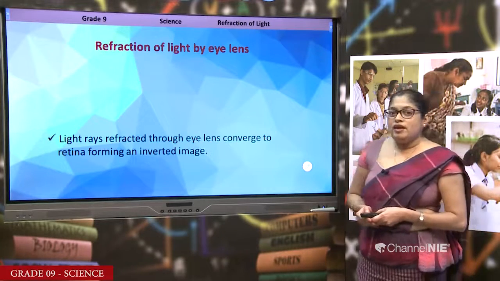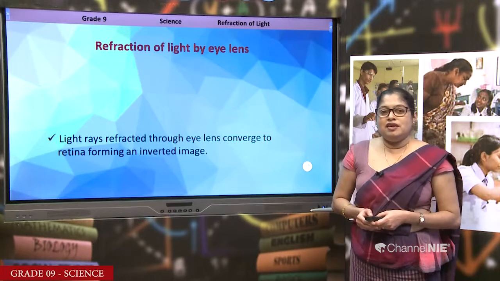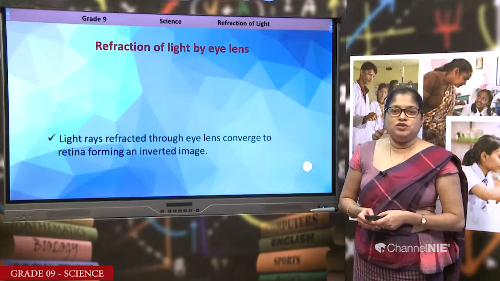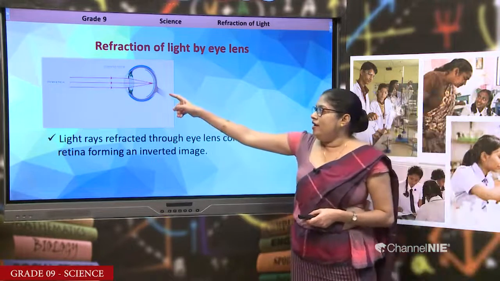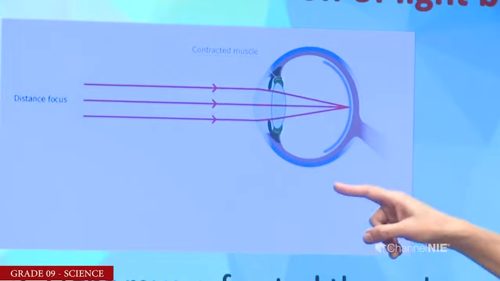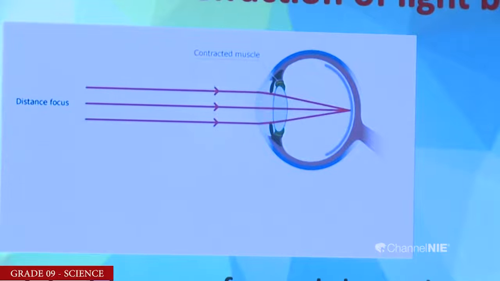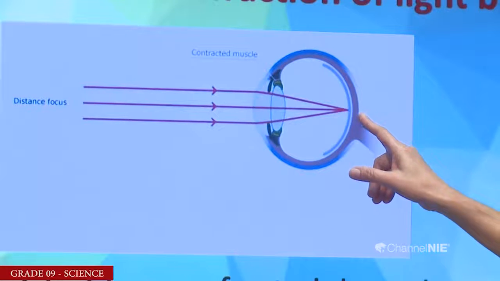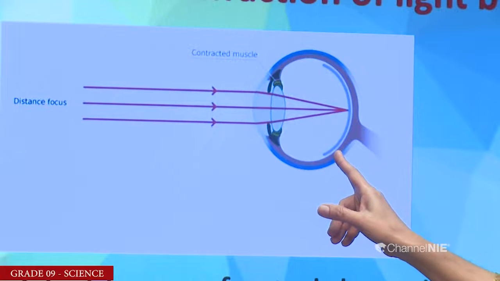With that knowledge, we will see refraction of light by the eye lens. Remember unit 2 in your science book? We have done these things in unit 2 as well. So, this is the structure of the eye. You can see this is the eye lens. You can see light rays that are coming from a far away object getting refracted by the eye lens and collected to this point. We call this the retina. It is the place where the image is formed in our eye.